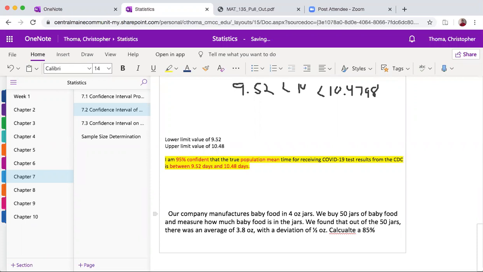I'm going to change my sample size. Hold on. I'm going to change our sample size to 35 jars. And the only reason I'm changing our sample size to 35 jars is because the table limits the numbers you can use. So to use the table, I got to change it to a number that's on the table. So we'll change our jars to 35 because I'm going to confuse you if I use 50. So calculate down here. Calculate a 85% confidence interval of the true average amount of baby food in the jars. All right, so there's our problem.